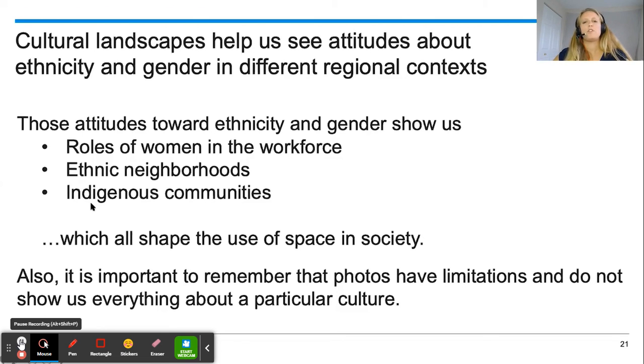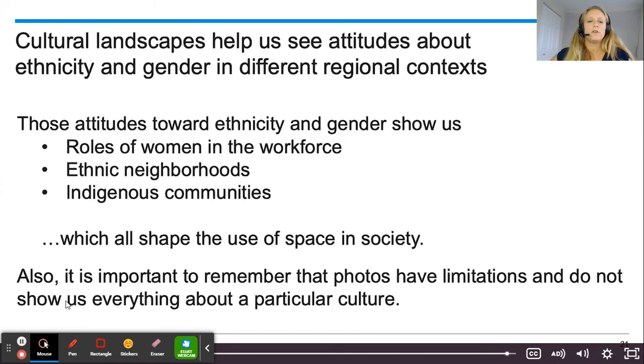But the thing to remember too is that the photo is not everything. You cannot tell every single thing about a culture, a gender, or an ethnicity from a photo. So it's important to remember that photos do have limitations for looking at these things.